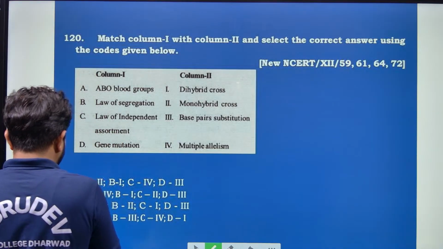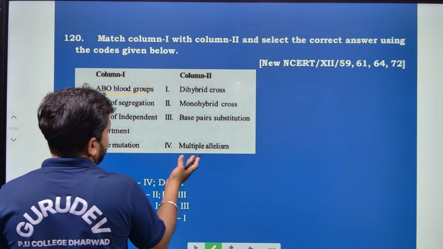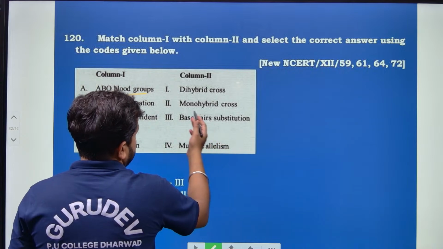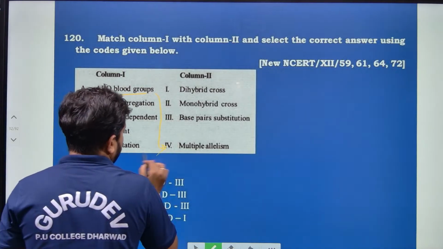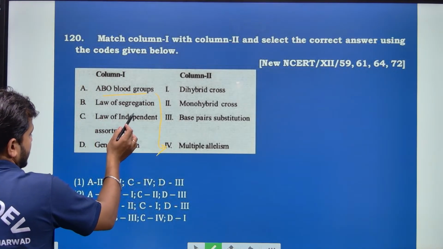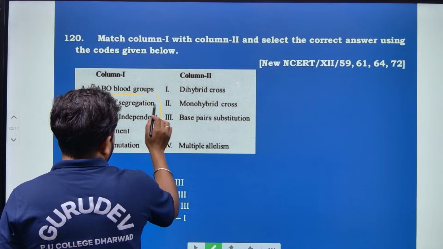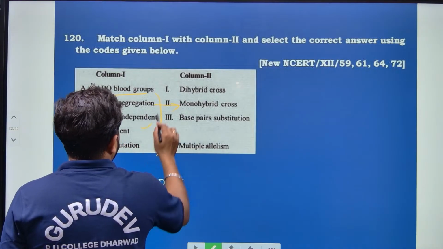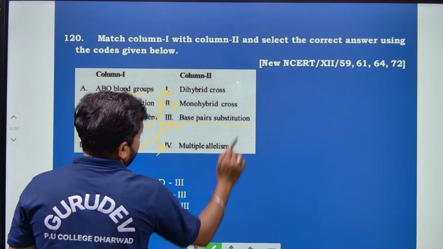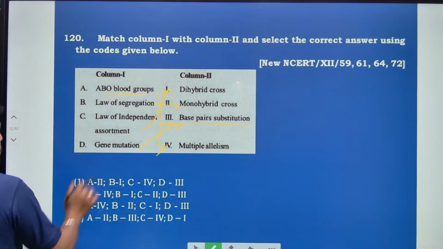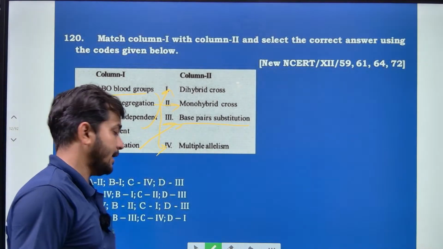According to that, the ABO blood group is related to multiple allelism. Then the law of segregation is related to the monohybrid cross. The law of independent assortment is related to the dihybrid cross. Gene mutation is related to base pair substitution. So based on this simple matching, option 3 is correct here, right?